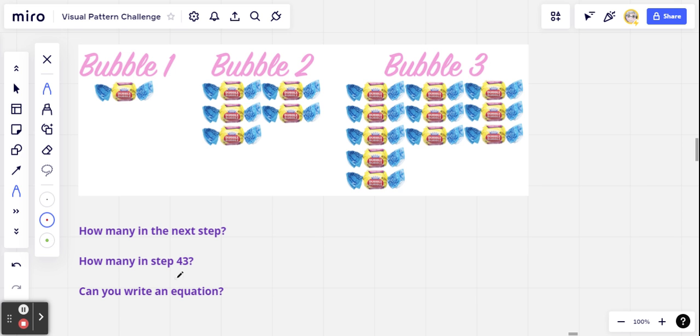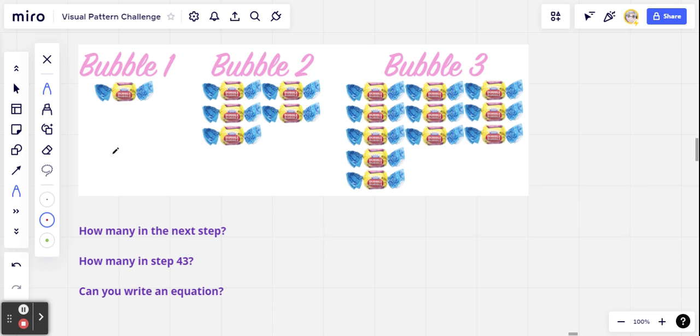And if you can do that, can you predict what gigantic amount of bubble gum goes into making bubble number 43? And can you write an equation that could be used to predict the number of pieces of bubble gum in any step at all? So that's the challenge. If you'd like to accept it, pause the video and see what you can do.